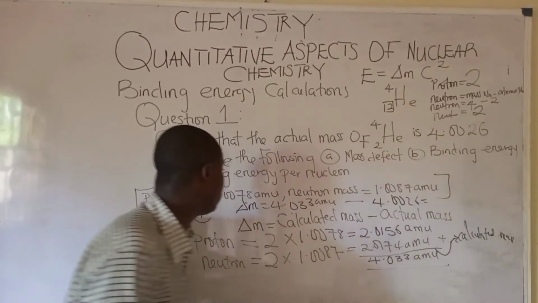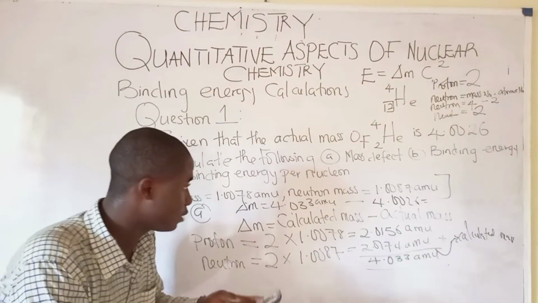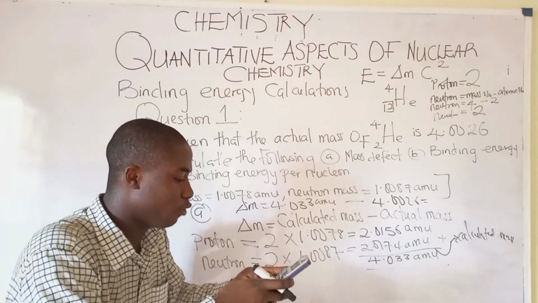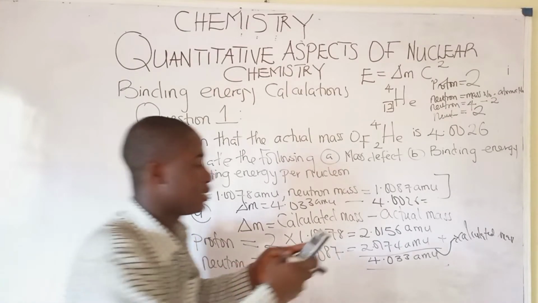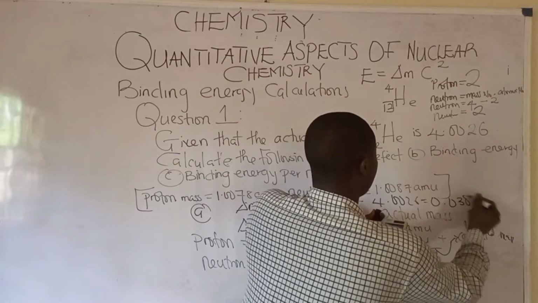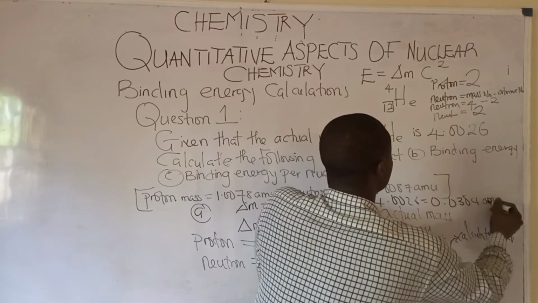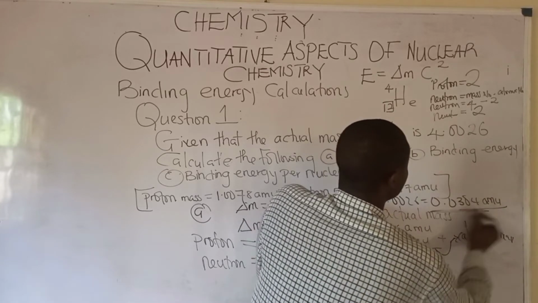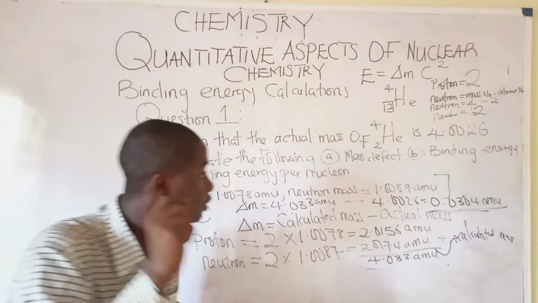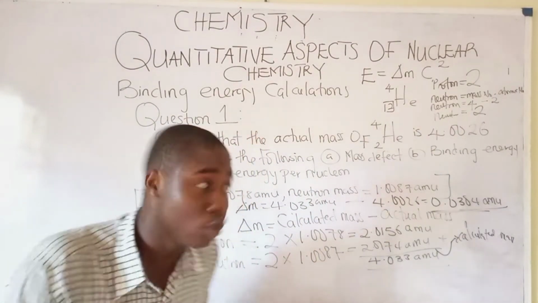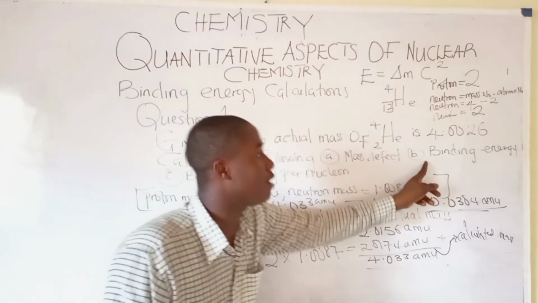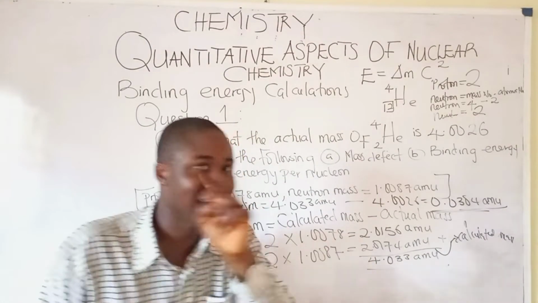So what becomes the value for the mass defect? It's 4.033 minus 4.0026. So it becomes 0.0304 AMU. So this is the value for the mass defect. So we've actually solved for the first one, which is 0.0304 AMU. This is how mass defect is calculated. So let's quickly move over to the other, which is the binding energy.